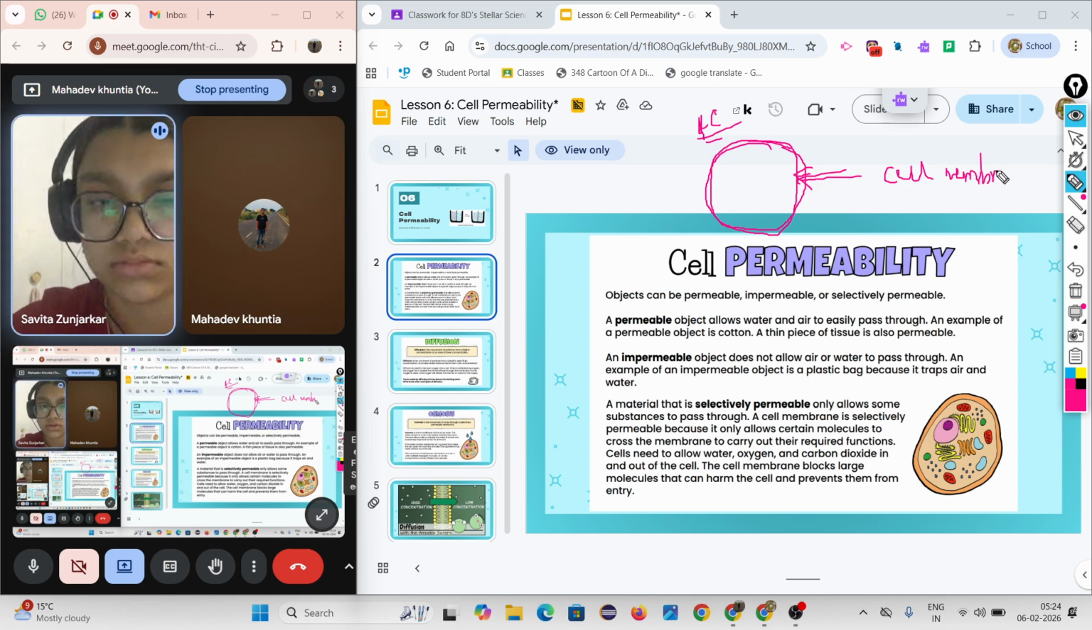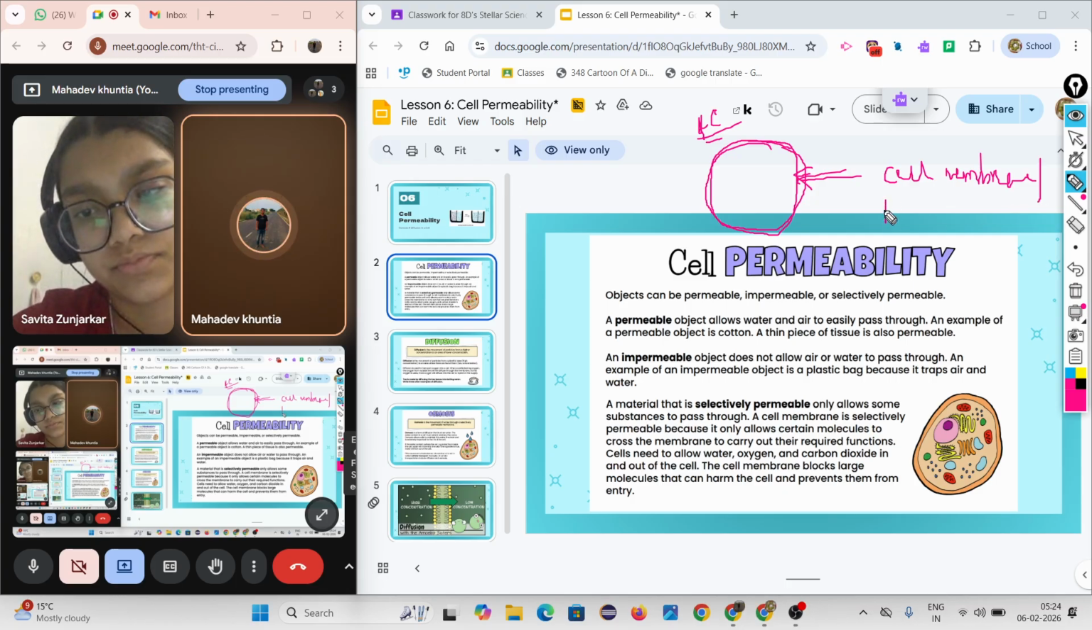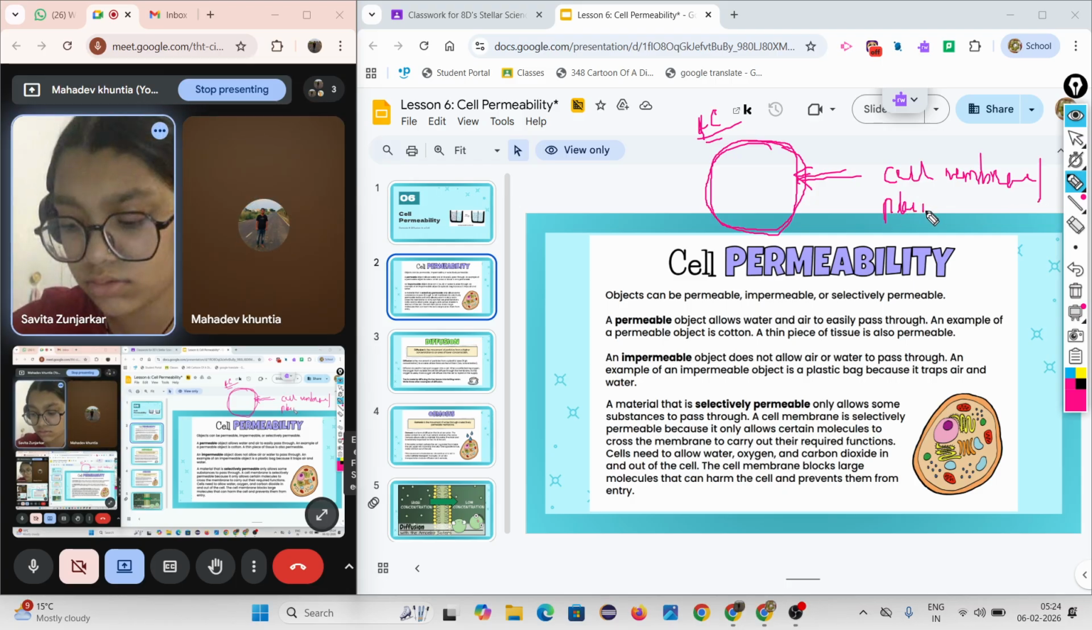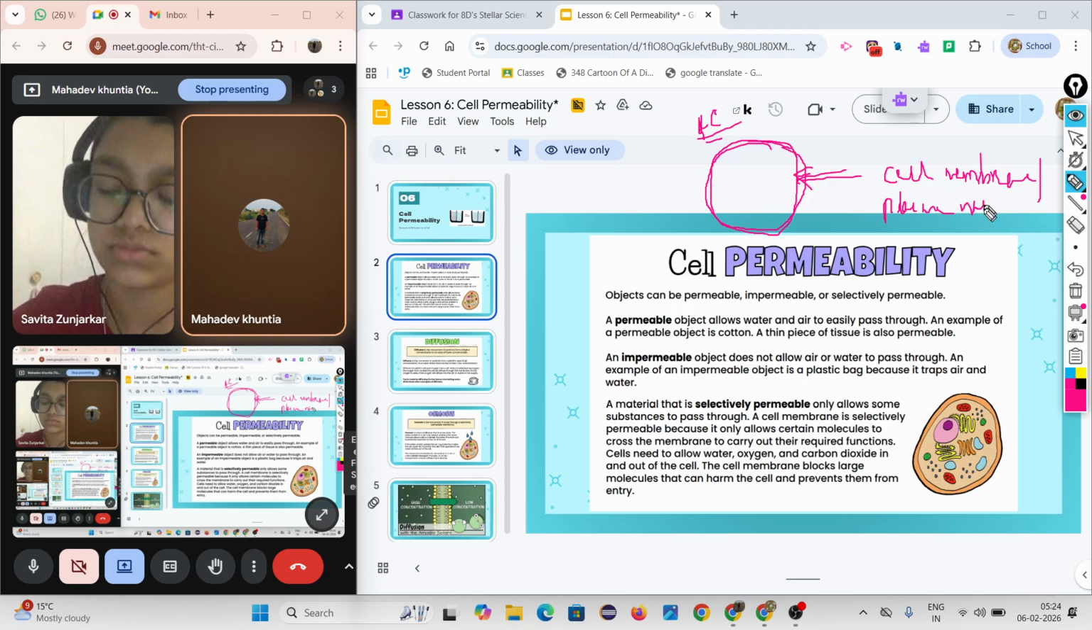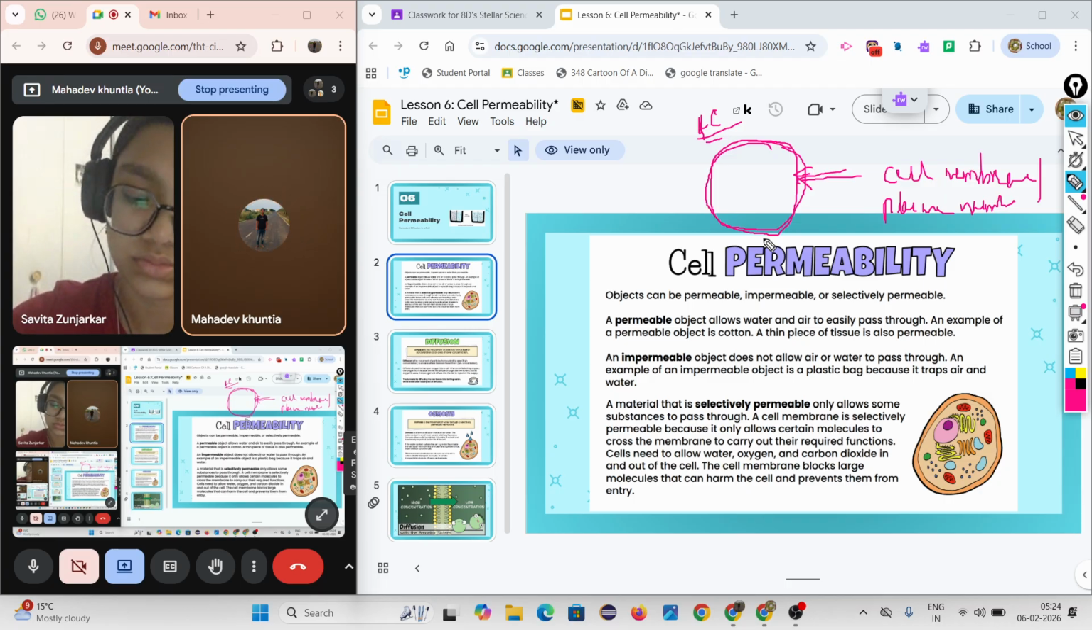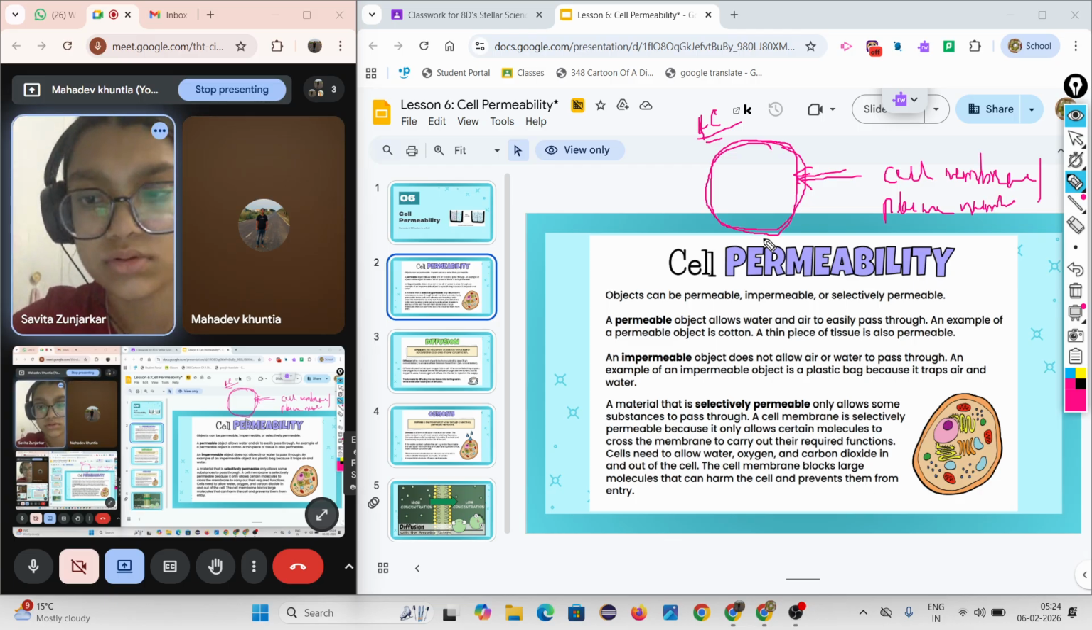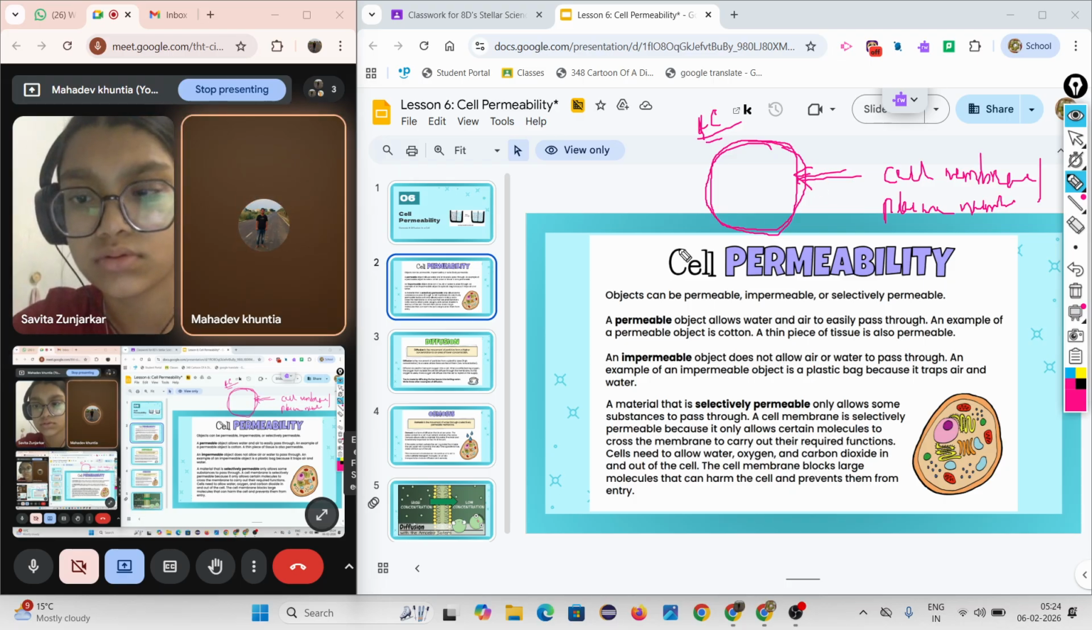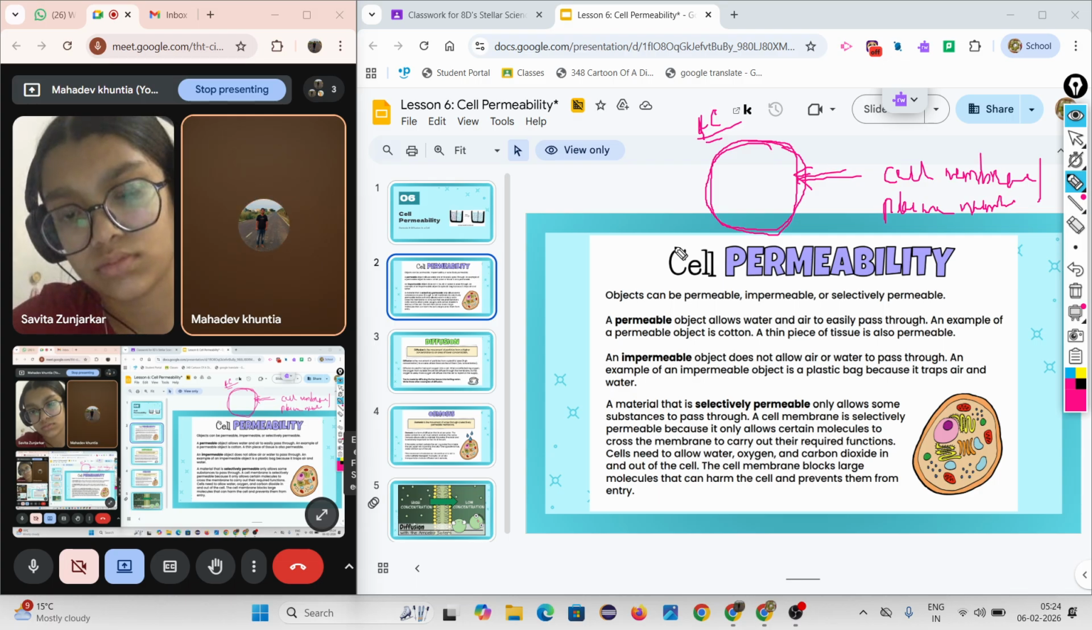Okay. Cell membrane or plasma membrane? Do I write this down? No, no, no. Okay, last time I told you, complete the previous one. Whatever I was giving you, you have to complete. Otherwise, you don't understand what I mean.